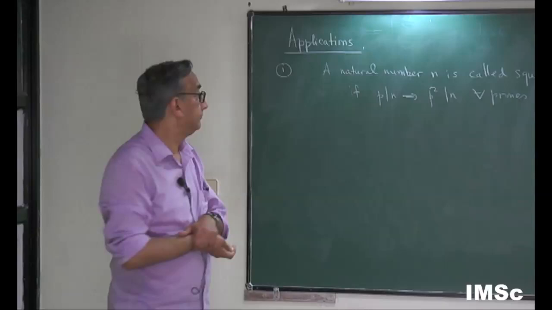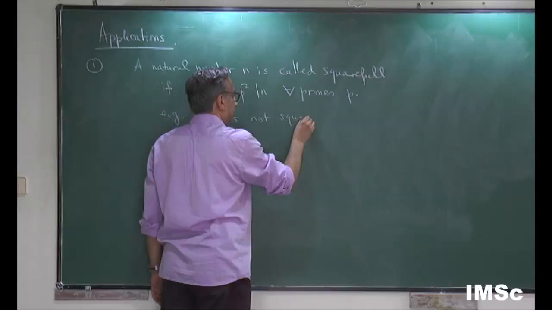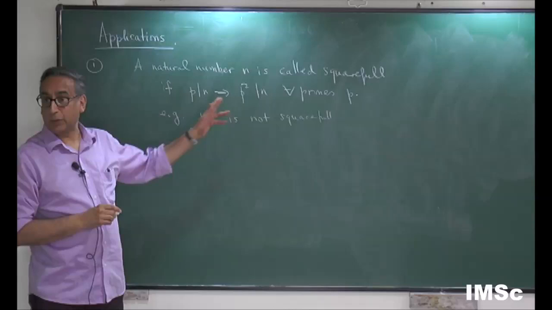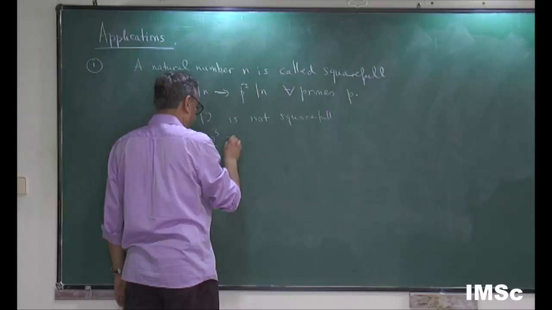So for example, 12 is not squareful, because it's 2 squared times 3, and 3 does not appear to a power of 2 or more. Whereas squares, cubes, and so on, 2 squared times 3 cubed, 2 cubed times 3 squared, let's say, is powerful.